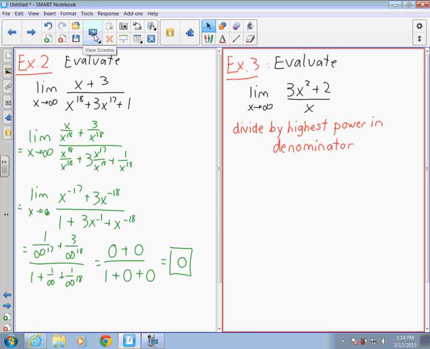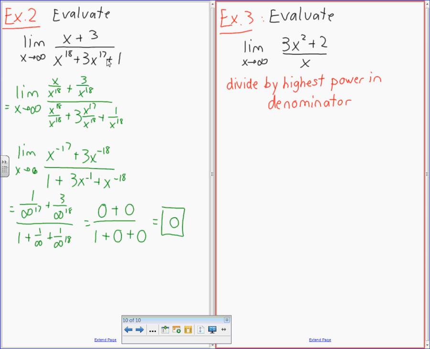Okay, let's do this here. If I divide, what's the highest power going to be? X. So it's going to be the limit as x approaches infinity of (3x plus 2 over x) over 1. Can I go to that step? Is that okay? Any math rules there?